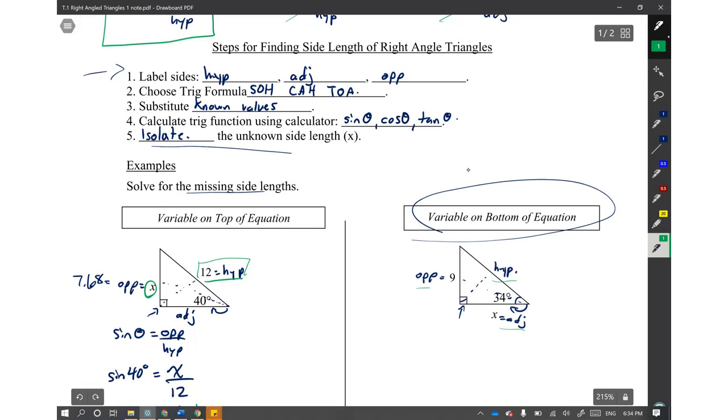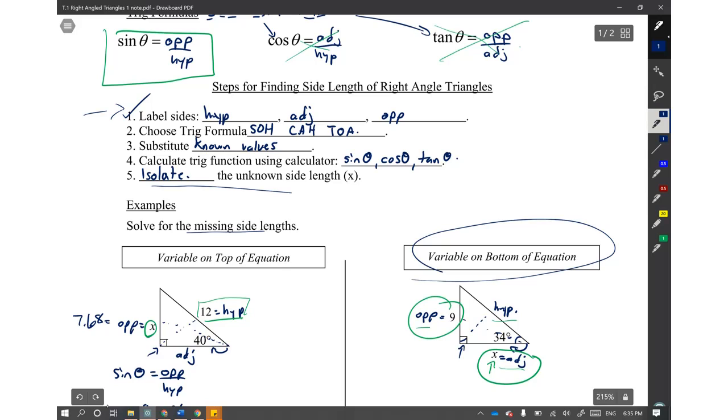Well, my adjacent side has the unknown, so that one I will need in my trig formula. My opposite side I know has a side length of 9. So what I'm going to do here is choose my trig formula that has both an opposite side and an adjacent side.